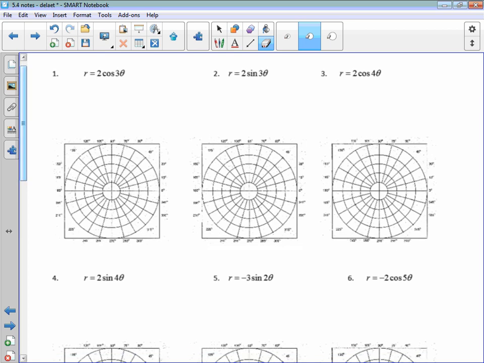So I'm looking at r equals 2 cosine of 3 theta. What should the maximum length of my petal be? 2. So I'm going to start by setting, instead of r, a 2 in here. If I was trying to solve this for theta, the first thing I'd do would be divide by 2, and I would get 1 equals cosine of 3 theta, right? If you want, you can skip this step every time and just start with 1 equals either the sine or cosine.